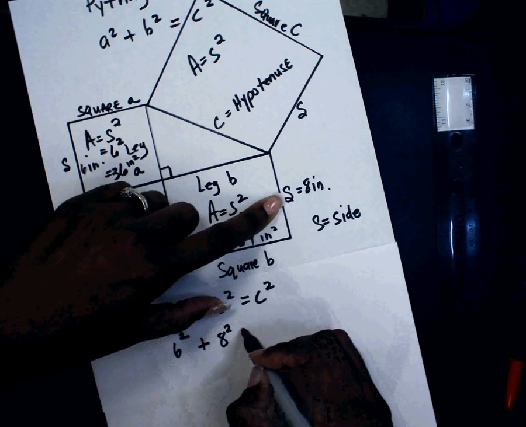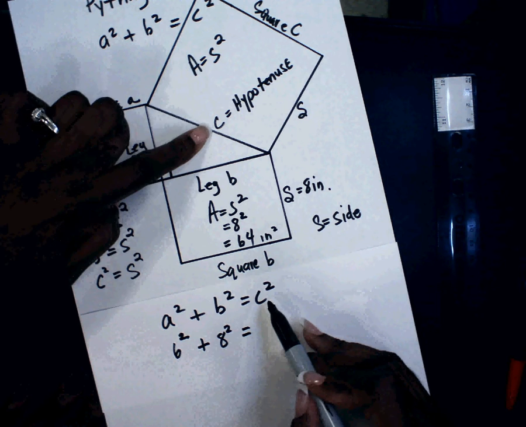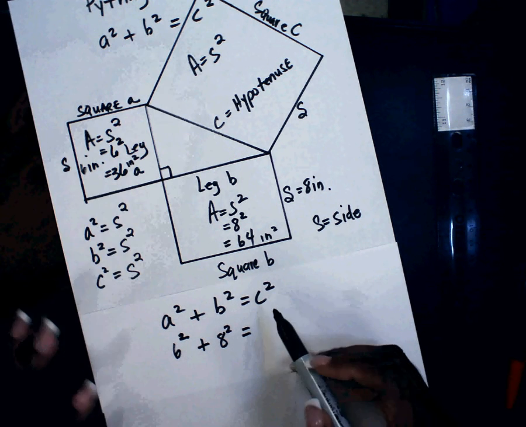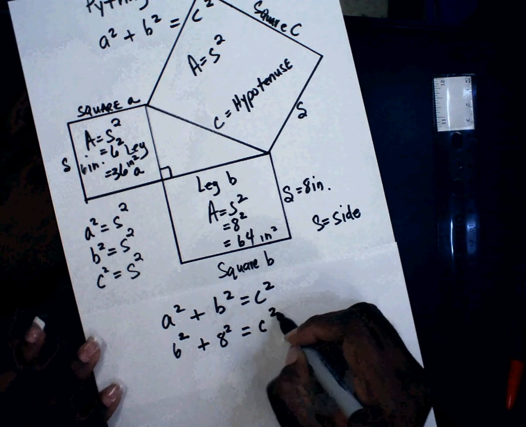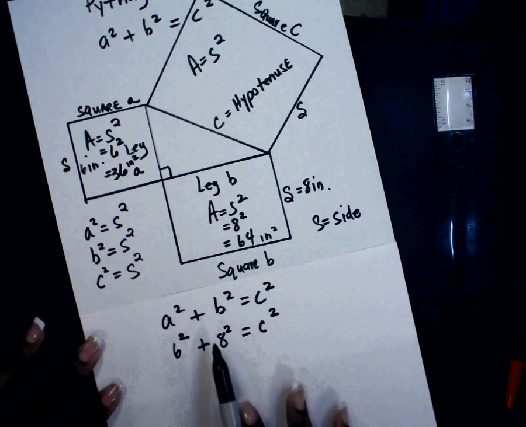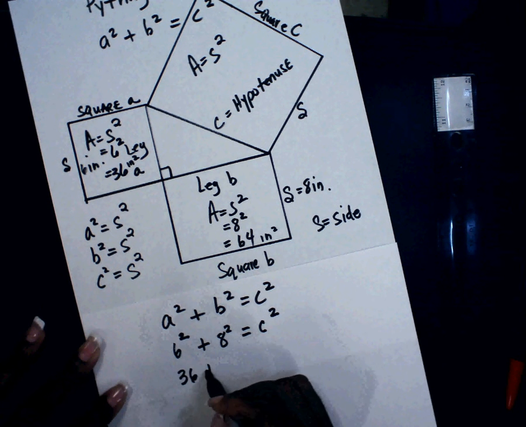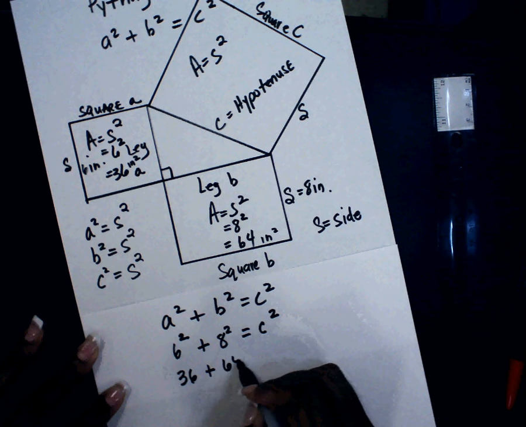Then we have equal. Do we know what C squared is? Exactly, no. So that's what we're solving for. So we're going to bring down C squared. Excellent. So now we can simplify this side of the equation. So we have 6 squared is 36, plus 8 squared is 64, equals C squared.